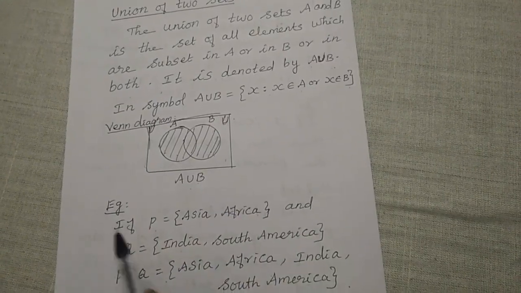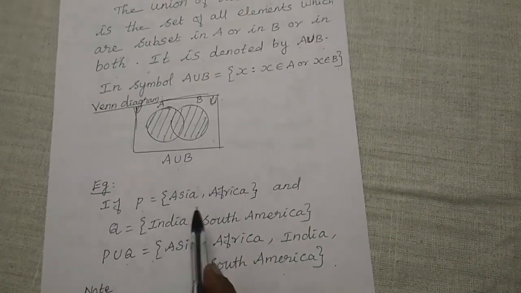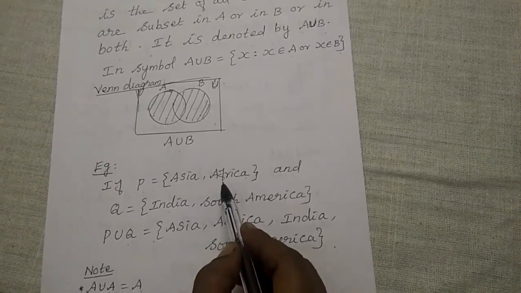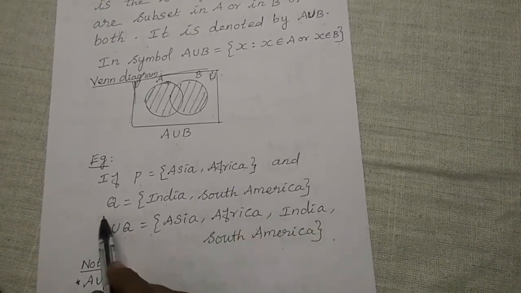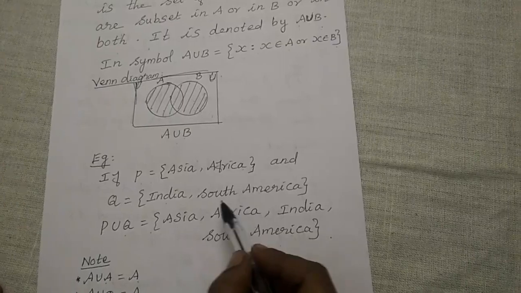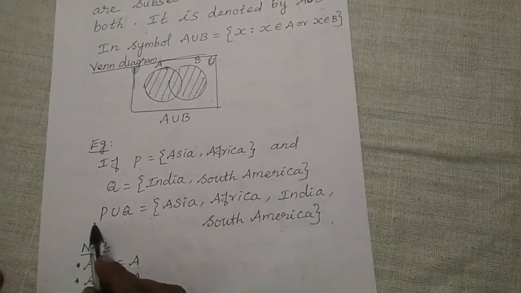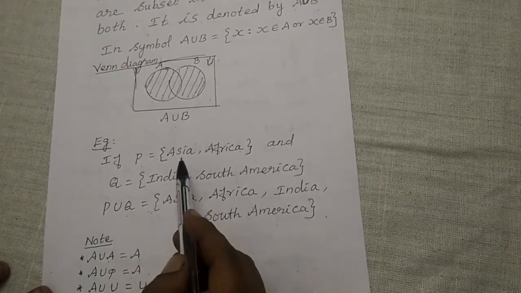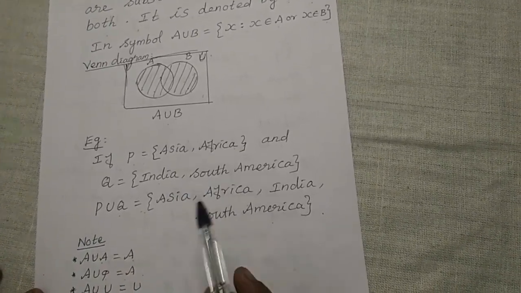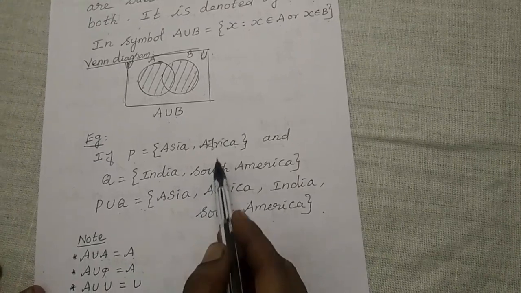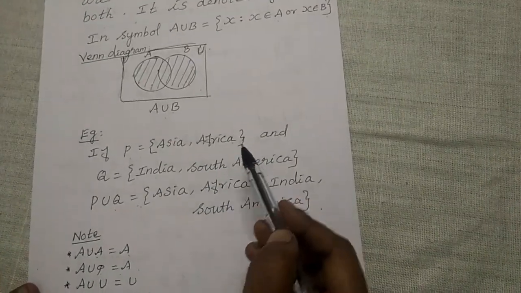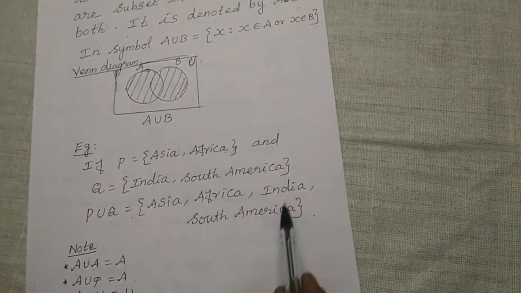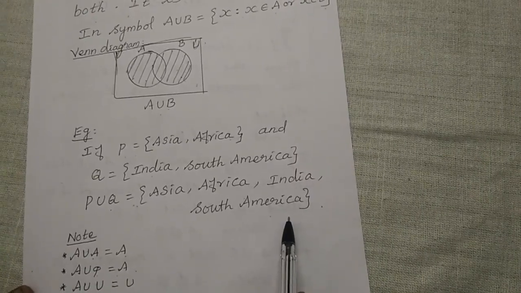For example, if P is equal to Asia and Africa, and Q is equal to India and South America, then P union Q is equal to both of these written together: Asia, Africa, India and South America.